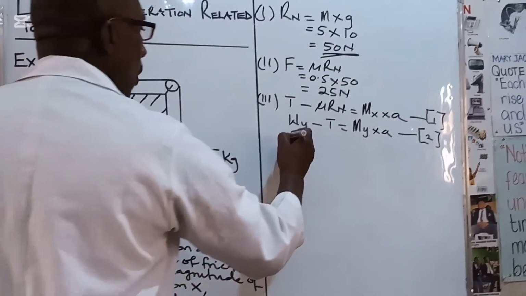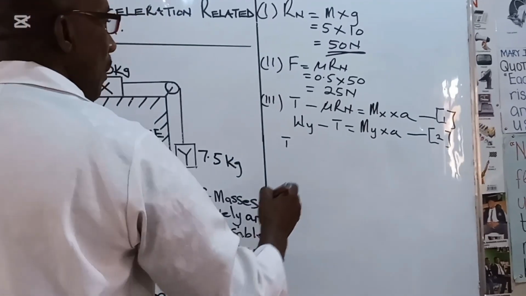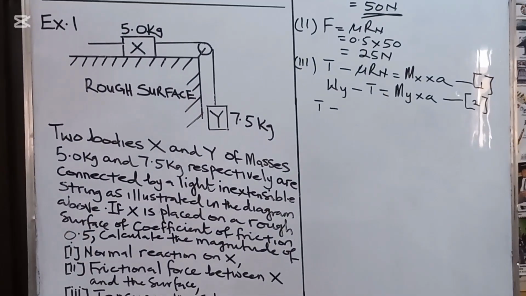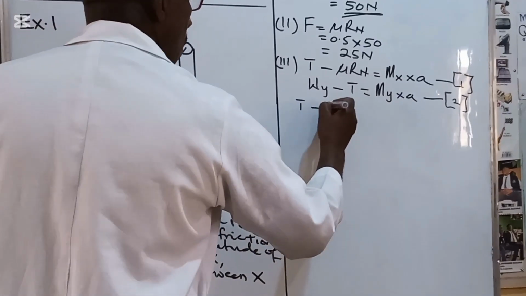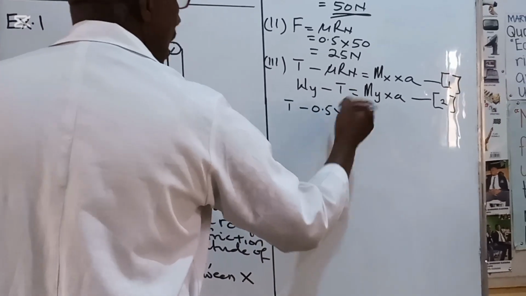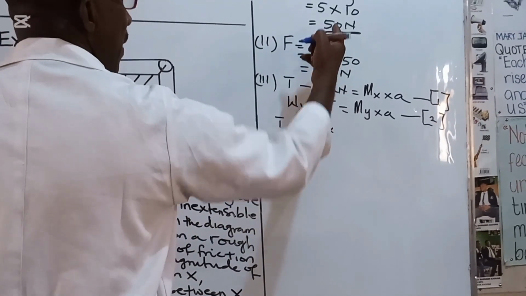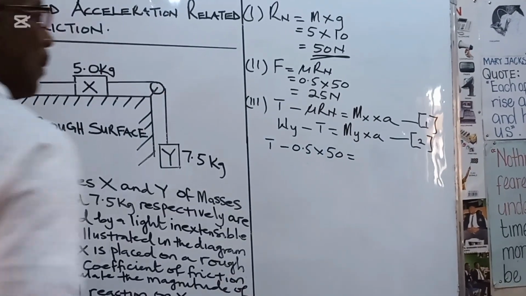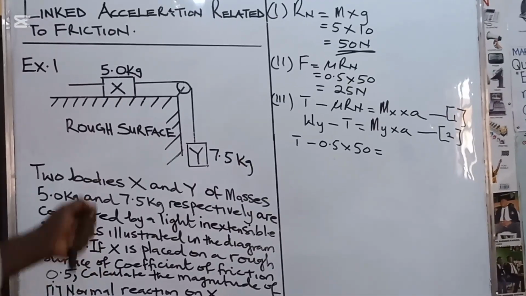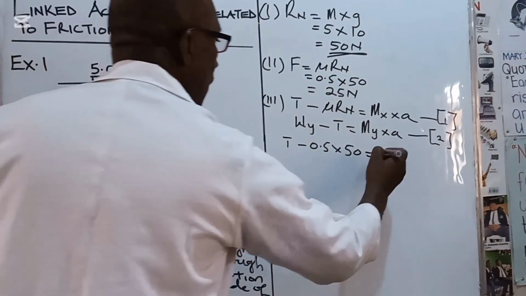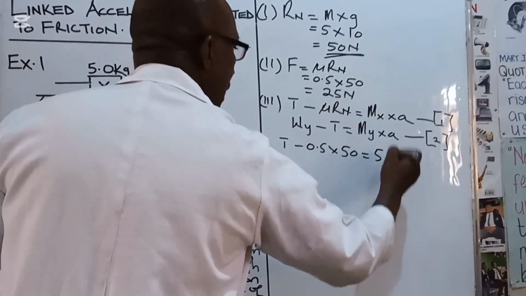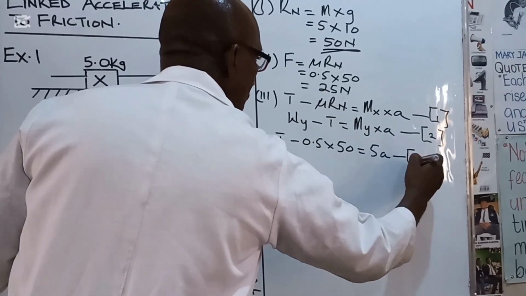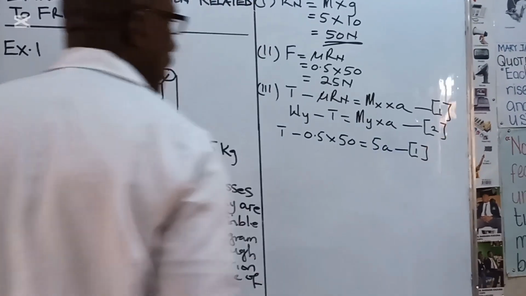Now from equation 1 we have T minus, what is the coefficient of friction? 0.5 times the normal reaction. What's the normal reaction? 50. Is equal to the mass of x. Mass of x is 5 times acceleration, which is A. Let me call that one equation number 1. Are we there?